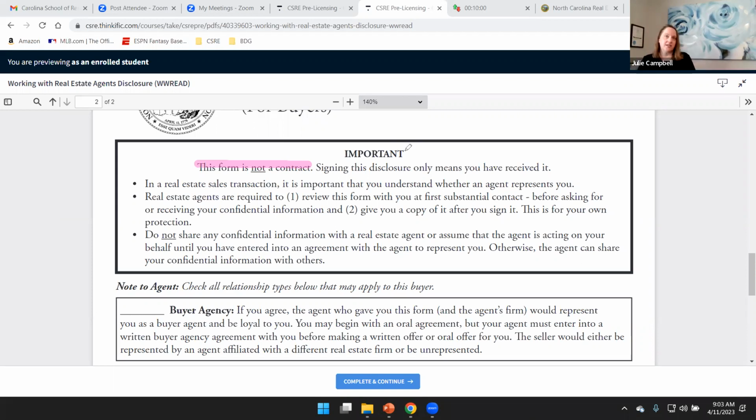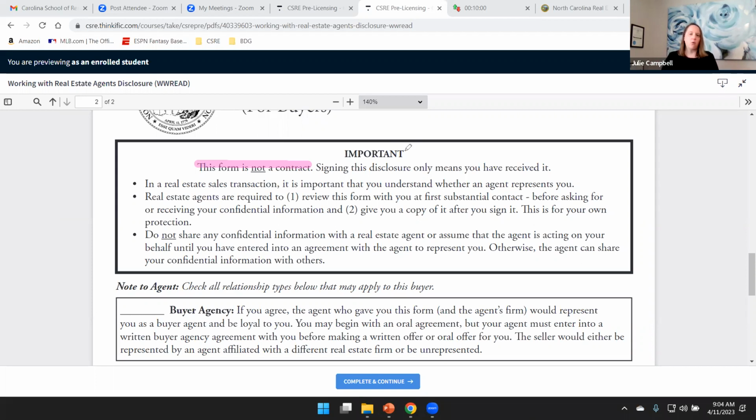What creates agency is our agency agreements, and that's where we're heading when we get to Unit 8 in just a second. So this form is not, underlined, a contract. Signing this disclosure only means you've received it. Then we tell the consumer it's important in a transaction that you understand whether an agent represents you. Is that me? Is that you? Is that agent over there? Doesn't matter. It is important that the consumer understands that they are represented or not. So that's that first bullet point.